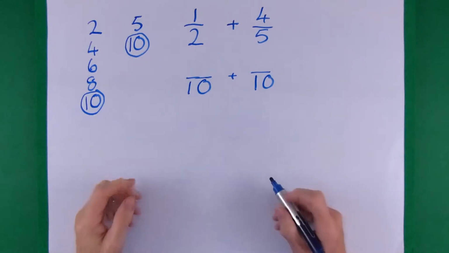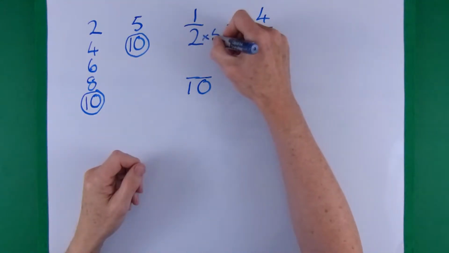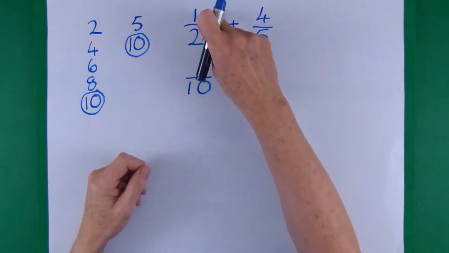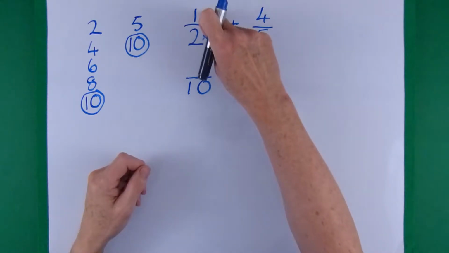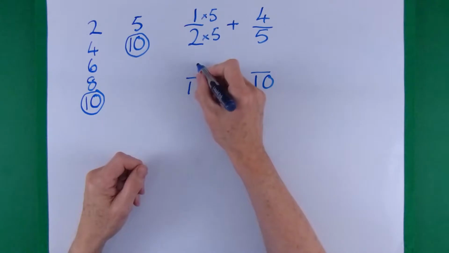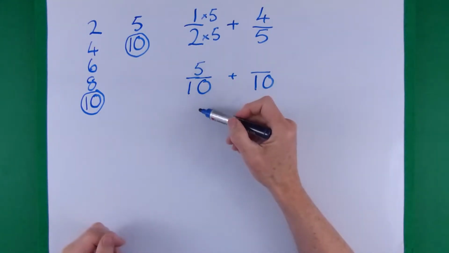We cut each of the halves to make 5 slices. 2 times 5 equals 10. So we've also got to do that for the one of the halves we have. The 1 times 5 equals 5 slices we've got. So we have 5 tenths.